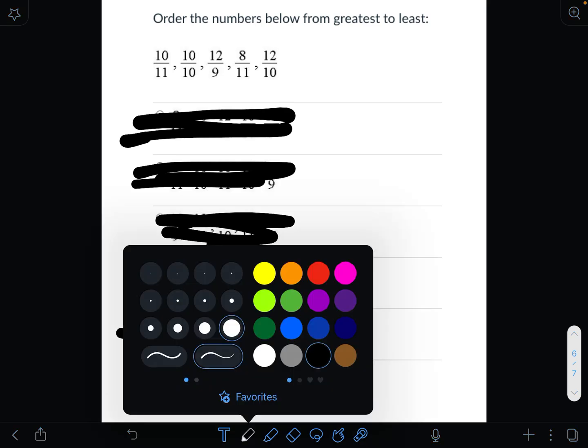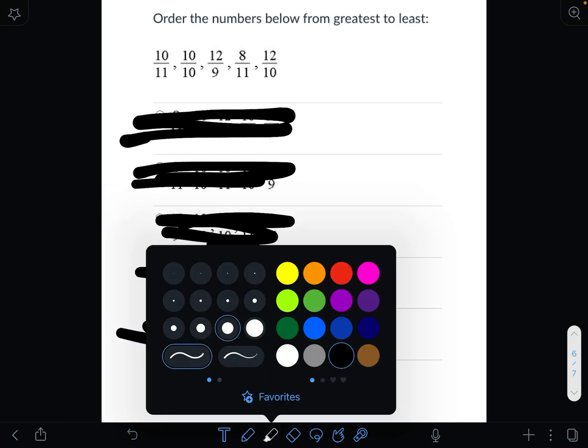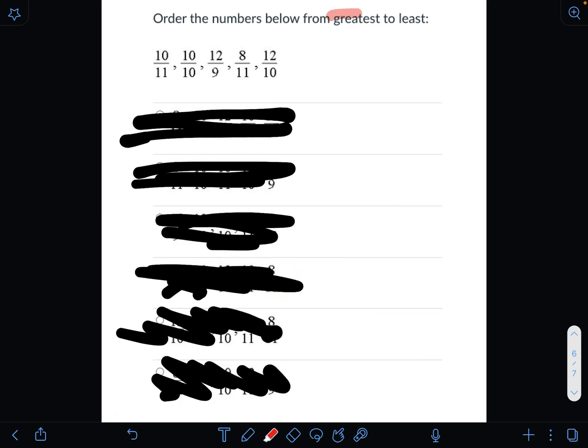So let me switch that back so I don't forget. Now it says order from greatest to least. Remember, that means biggest to smallest. Okay? Big to small. Now, if you look at all these fractions at once, that seems like a lot. Okay? But I got this patented way that you can break it down and you will be fine.